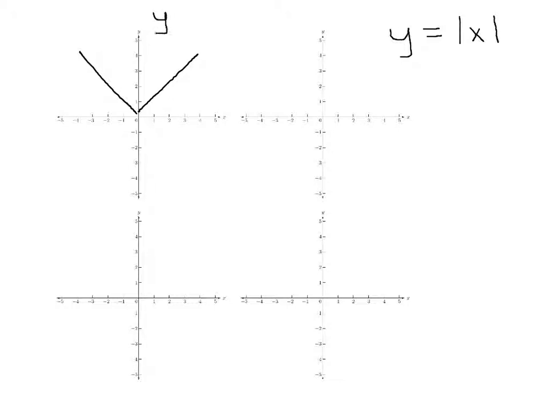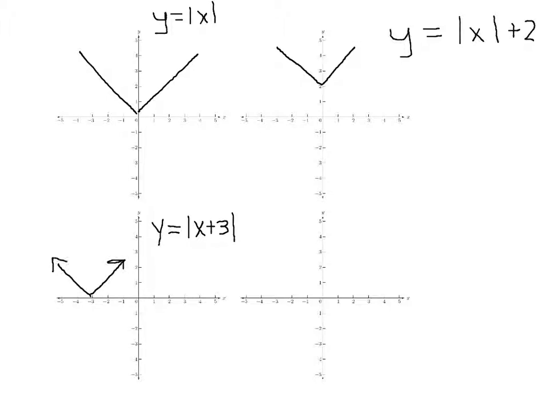So if you put a number after the x, like if I were to write y equals absolute value of x plus 2, it would take every point on the graph and shift it up 2. If I were to put the number inside with the absolute value, like absolute value of x plus 3, it would take the entire graph and shift it to the left 3.